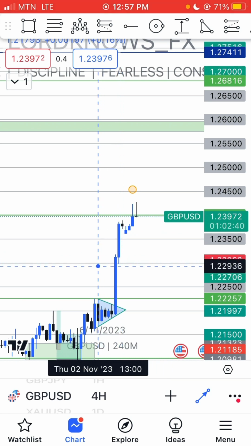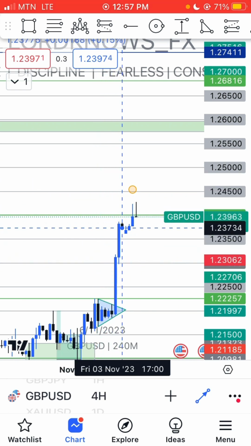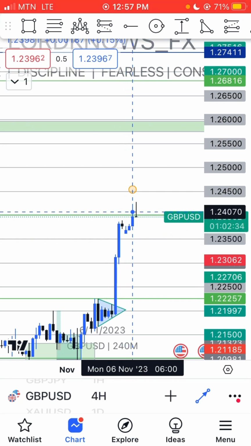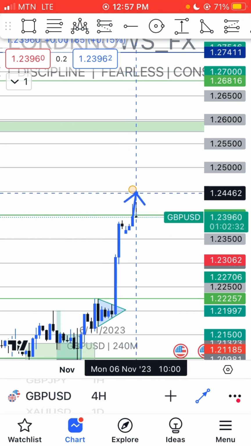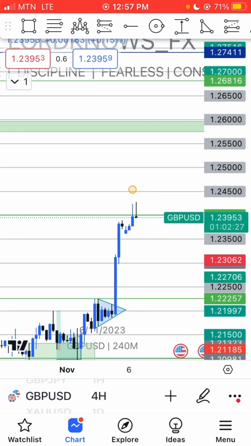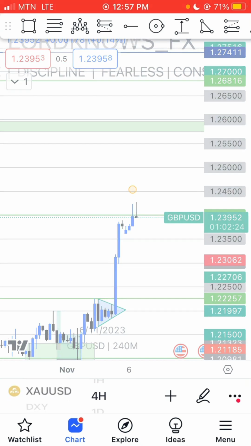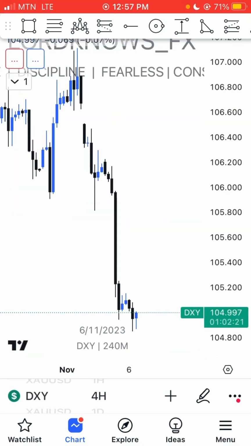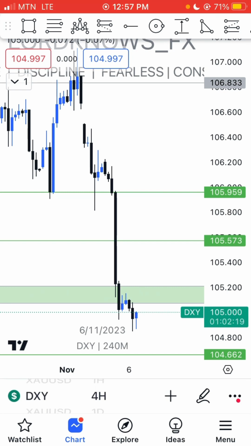There's a psych level I drew. So I'll also do a video explaining how I drew the psychological levels. Okay. So now this zone. So I would come here. I'm expecting it to buy to this zone. Okay. So mostly I use DXY to cross check GBP USD. Sometimes I call GBP USD GU.